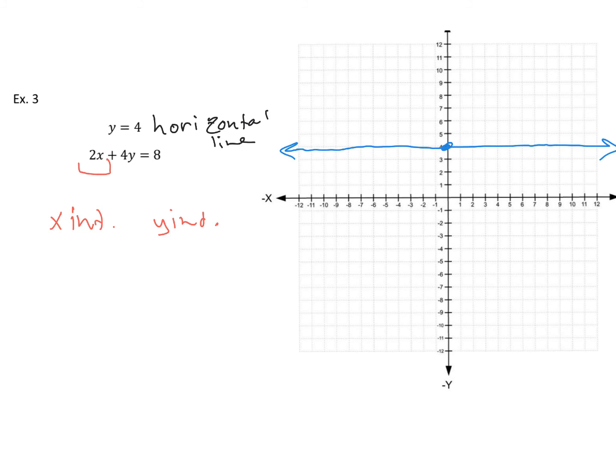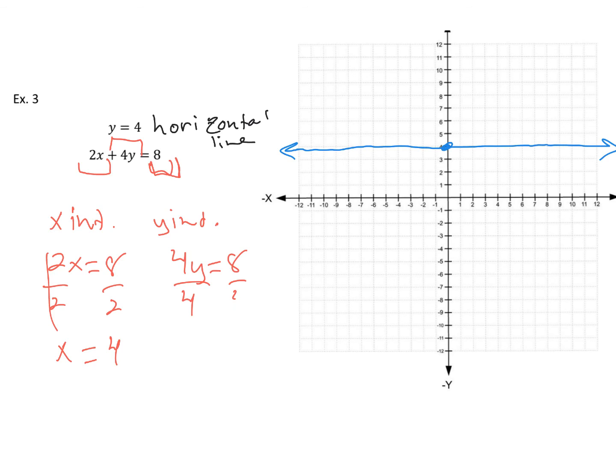So you're going to take the x term, set it equal to whatever is over here, 2x equals 8. And then you're going to take the y term for the y-intercept and set it equal to the other side. So 4y equals 8. Make sure, again, to take the signs. If there would have been a negative sign in front of one of those, you need to keep it. You solve both of these by dividing. X equals 4. Divide both sides over here by 4. Y equals 2. So I would put a point at x equals 4 and a point at y equals 2.